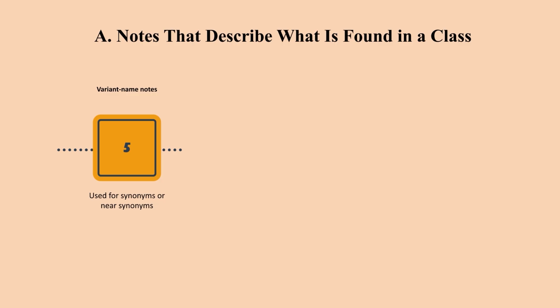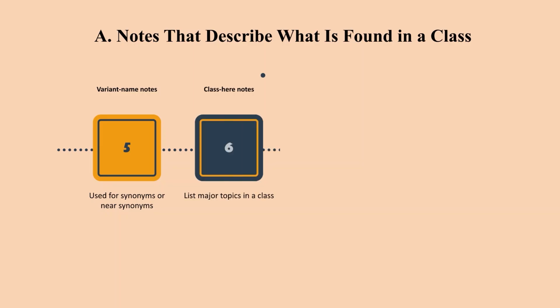It is used for the synonymous or near synonymous term to allocate the synonymous terms. The sixth option is class year notes. My dear learners, please note this subcategory, class year note, because in the entire schedule you will get plenty of examples of class year notes. It actually lists major topics under a class.